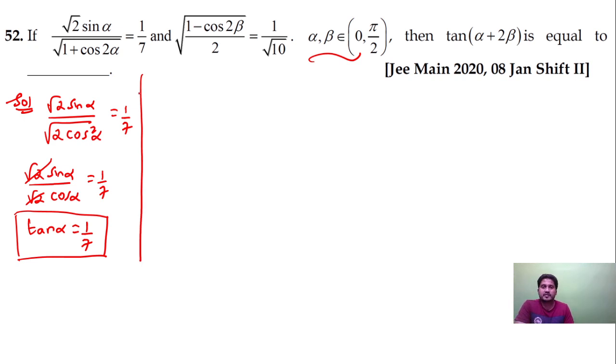Similarly, if I simplify, whole root of 1 minus cos 2 beta is 2 sin square beta, upon 2, is equal to 1 upon root 10. Okay, so this will cancel. Root of sin square beta is sin beta, okay, that's equal to 1 by root 10.